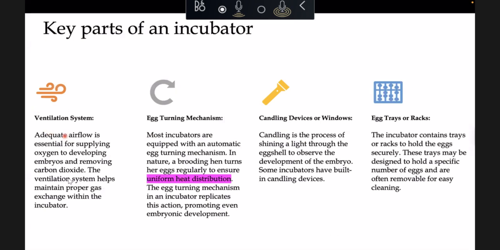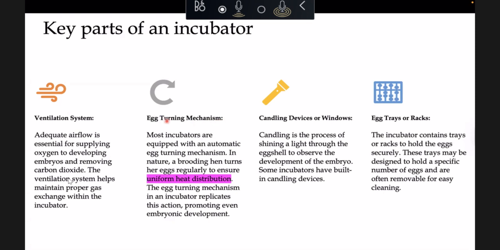Then the ventilation system to maintain the airflow inside the incubator, because there are a lot of chicks within the eggs, or the developing embryos. They need oxygen constantly, right? And they inhale, so they also exhale carbon dioxide. So we need to take out the carbon dioxide from the incubator and put in some new oxygen. So that is why the ventilation system is very important.